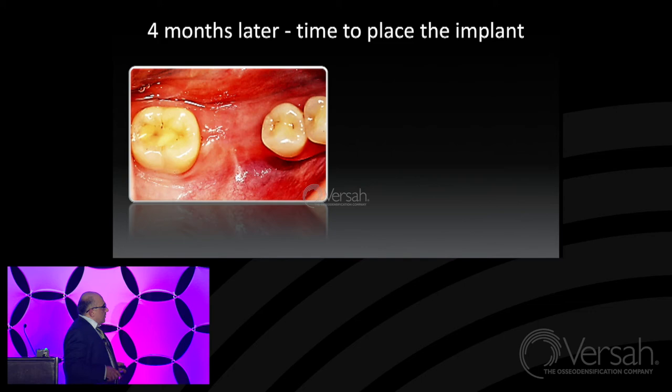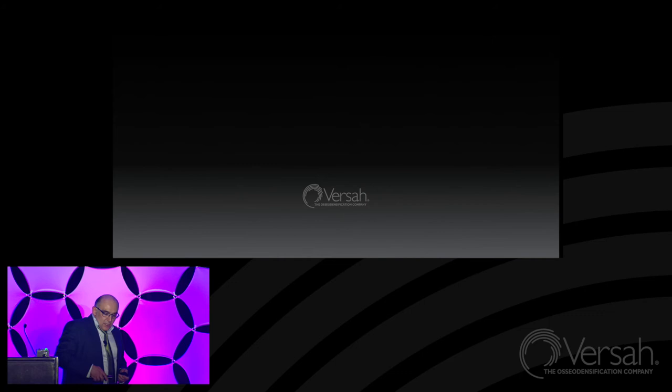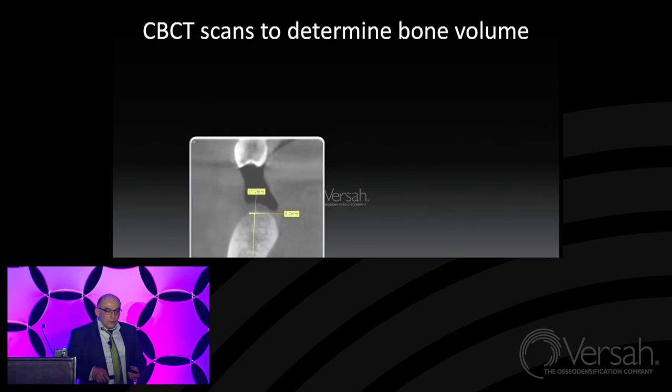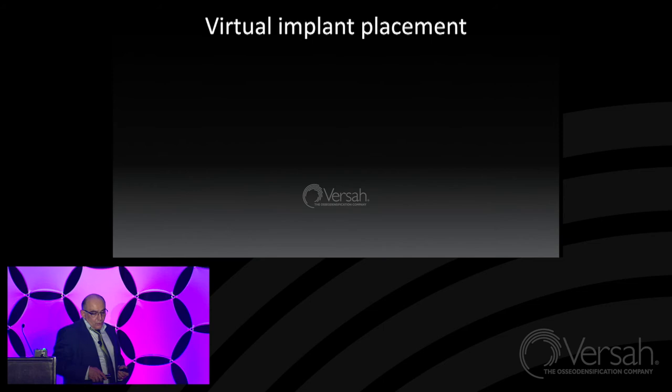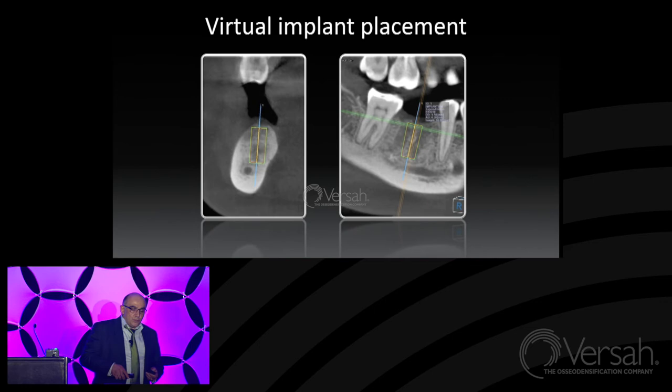4 months later, the patient returned to us. We raise the flap, see that we have sufficient amount of bone in the grafted zone. This is CBCT scan. We have more than 5 millimeters of bone on the edge of the ridge. And now we are going to place the implant. We make the virtual implant placement on CBCT scans, of course, to be sure that everything will be okay with the implant placement.